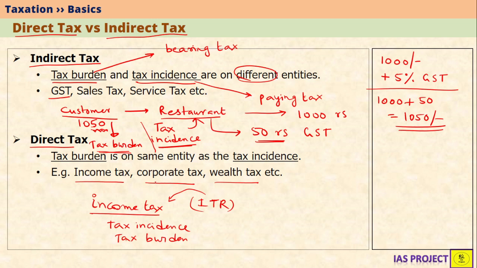Other examples of direct tax are corporate tax, which is actually income tax on the profits of corporates and companies, and wealth tax: when income accumulates beyond a certain value, it becomes wealth. Examples of indirect taxes: GST is the most famous example. Sales tax and service tax are also examples of indirect tax.